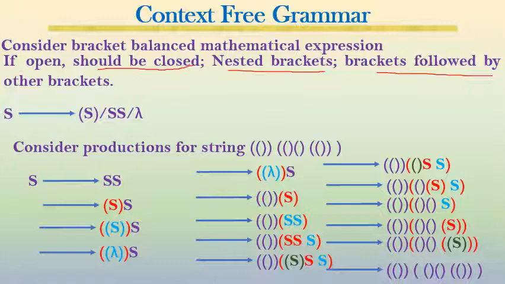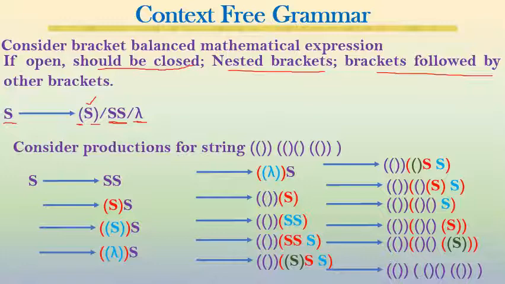So our grammar will look like, S can be replaced with, as we said, if a bracket opens, then it should also be closed. And we put S inside the brackets, that shows that we can have nested brackets inside other brackets. And we also said that brackets can be followed by brackets, for that purpose I am writing SS over here. And we can also say that there will be no expression at all, so I'm writing lambda here, in order to terminate the S.